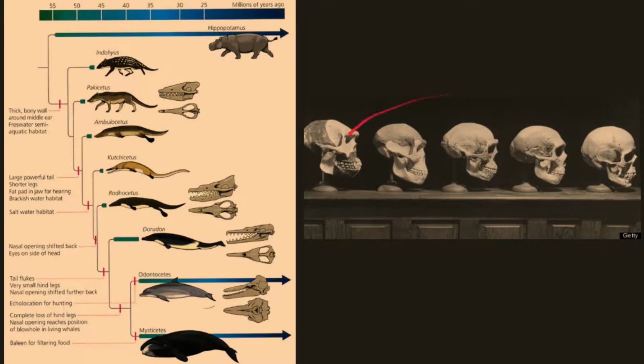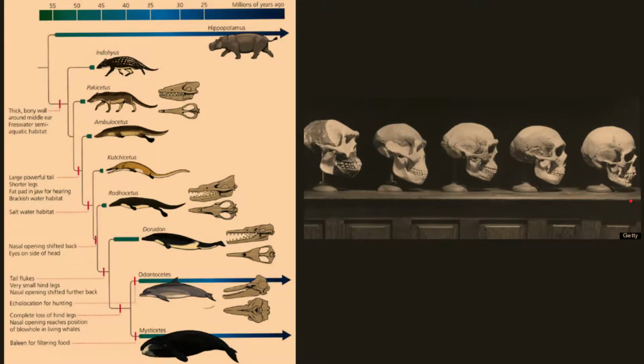Now, let's talk about this guy over here. So we've got these humanoid skulls. You might be able to guess. These guys over here are the more ancient, and we're getting to more modern as we go over here. So this one over here is a modern day human. Okay, let's talk about the changes we see as we go from left to right.